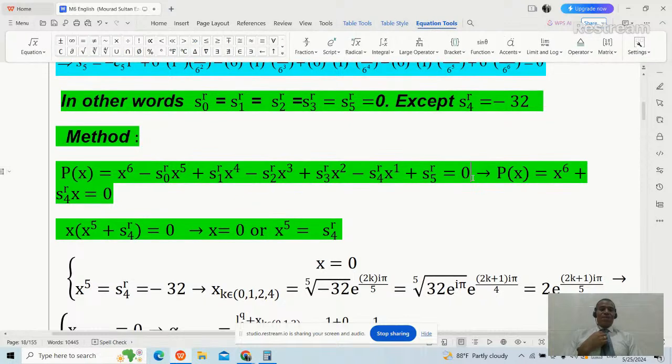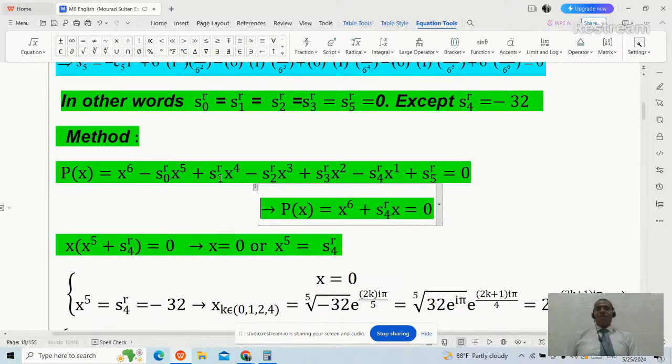You should find the new polynomial that will help you solve your original polynomial. Therefore, learners, I'll write this: p of x equals x raised to the power 6 minus S0 x^5 plus S1 x^4 minus S2 x^3 plus S3 x^2 minus S4 x plus S5 equals 0. Therefore, all the terms we said from the beginning are 0. I will simplify all of this: p of x equals x^6 plus S4 x.